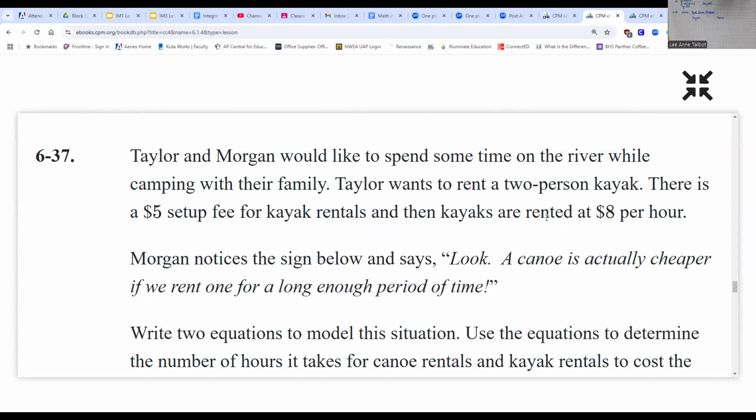Okay. Taylor and Morgan would like to spend some time on the river while camping with their family. Taylor wants to rent a two-person kayak. There is a $5 setup fee for kayak rentals, and then kayaks are rented at $8 per hour.